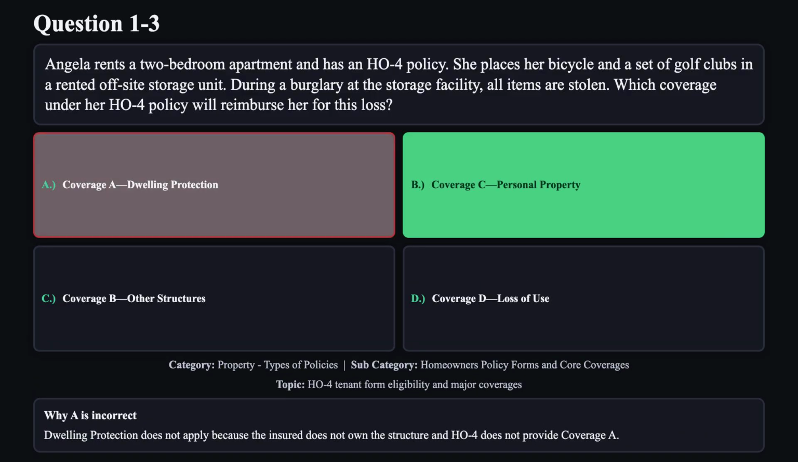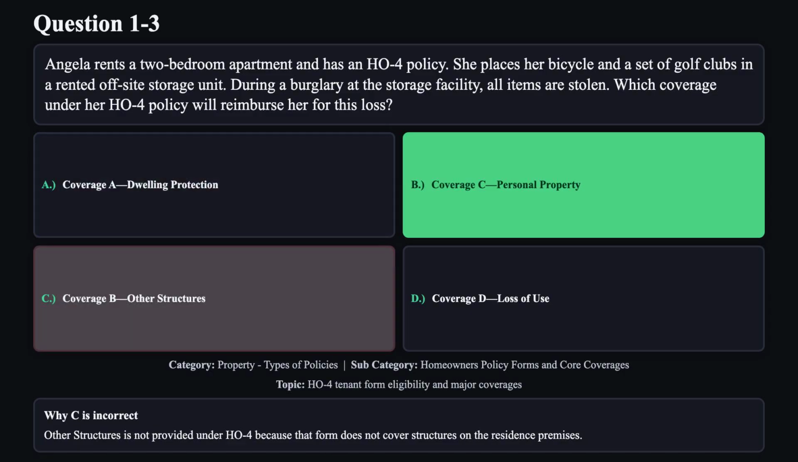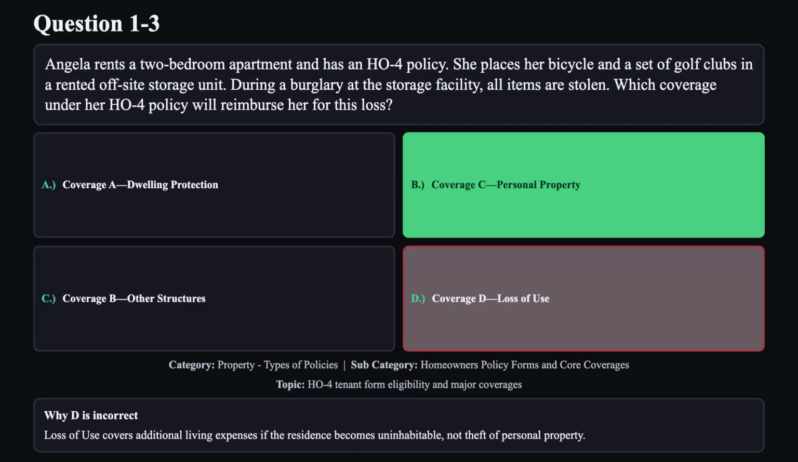Reason A is not correct. Dwelling protection does not apply because the insured does not own the structure, and HO4 does not provide Coverage A. Reason C is not correct. Other structures is not provided under HO4 because that form does not cover structures on the resident's premises. Reason D is not correct. Loss of use covers additional living expenses if the residence becomes uninhabitable, not theft of personal property.